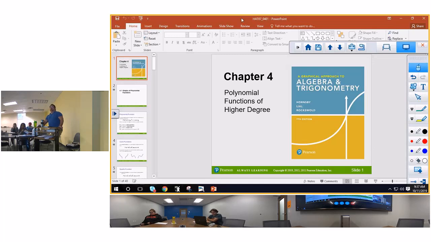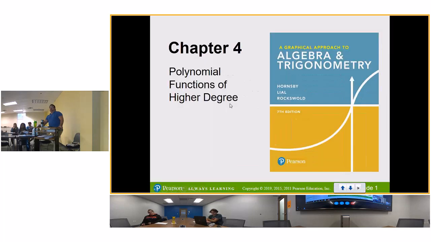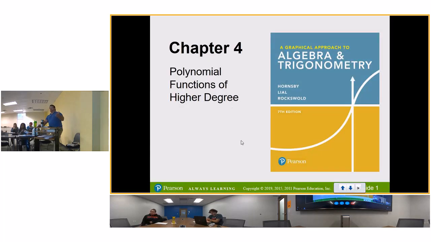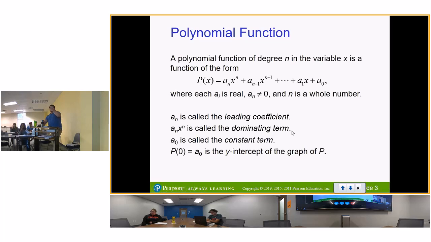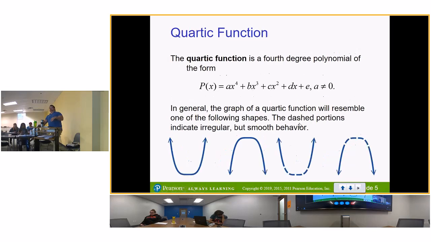Anyway, I'll shut up. Okay, slideshow, use presenter. I know I only got probably 3 minutes, but anyway, let's just go over this right quick. We started on it the other day. I'm just going to go through. We're talking about higher functions, cubic functions, opposite directions, quartic functions, meaning even functions, look like a U.